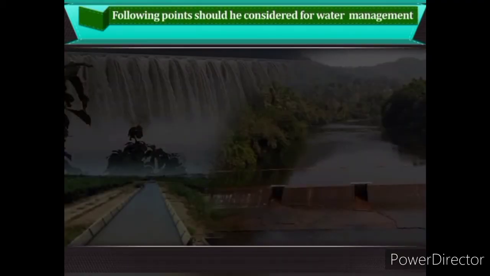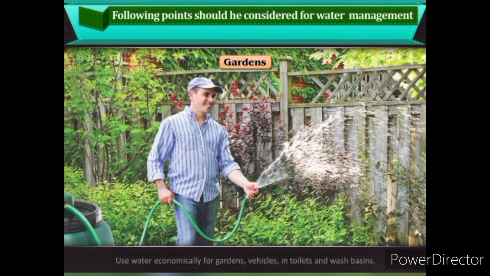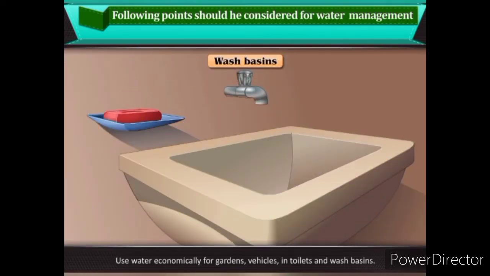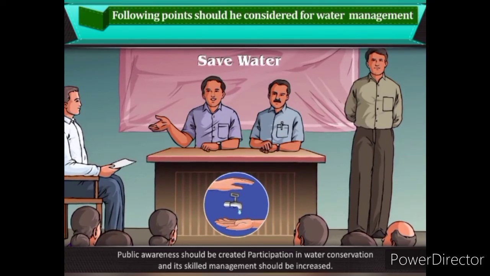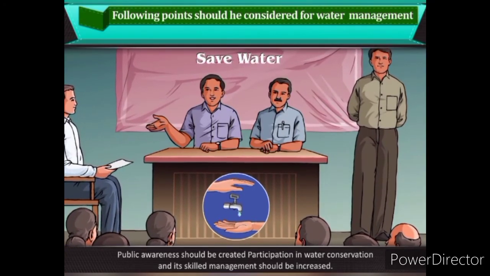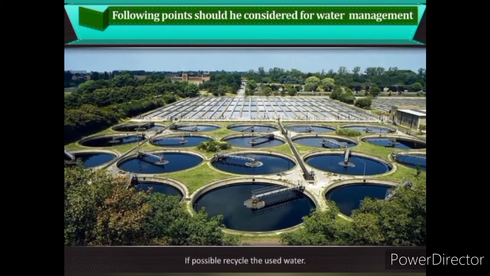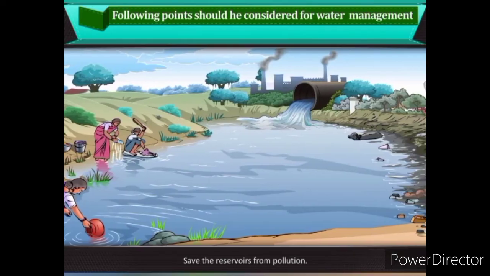Following points should be considered for water management. Use water economically for gardens, vehicles, in toilets and wash basins. Public awareness should be created. Participation in water conservation and its skill management should be increased. If possible, recycle the used water. Save the reservoirs from pollution.